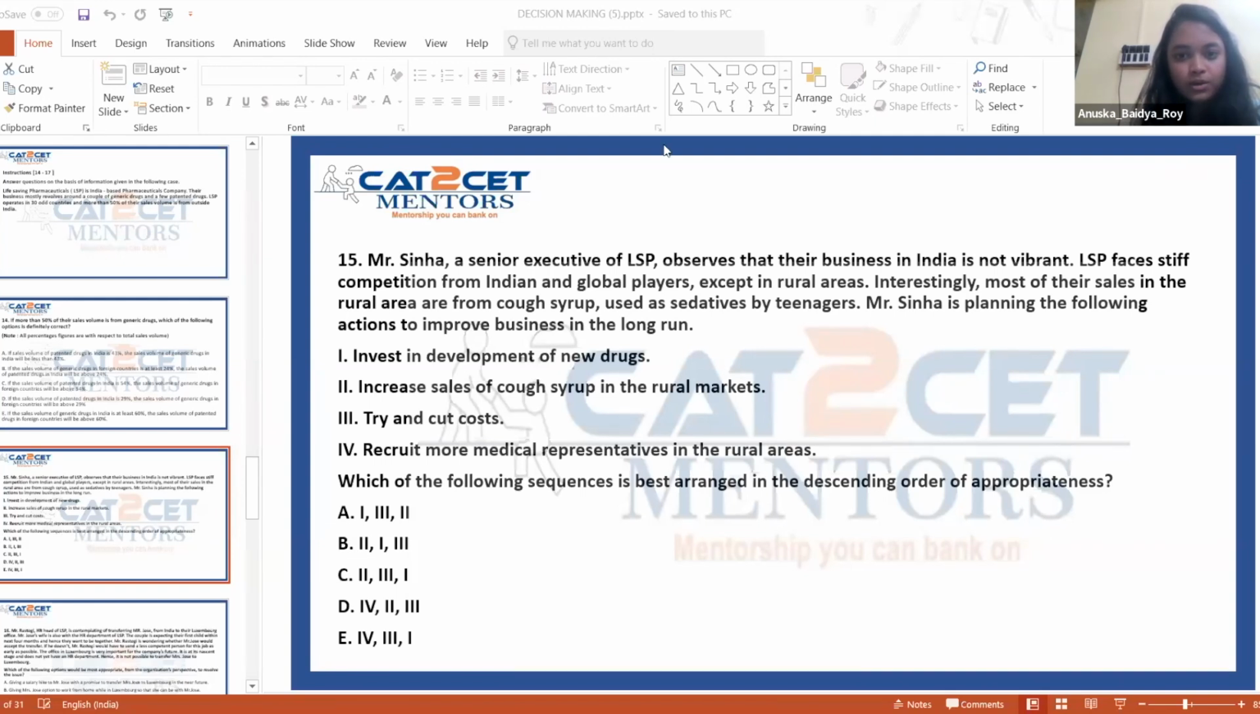Okay, 2 is better than 4, and every option has three of the options included, right? So out of these four, some 3 will definitely come. 1 will come, 3 will come, and then either 2 or 4 will come. So 2 is better than 4, so it's safer to select the one with 2. So we select A, and A is the answer.